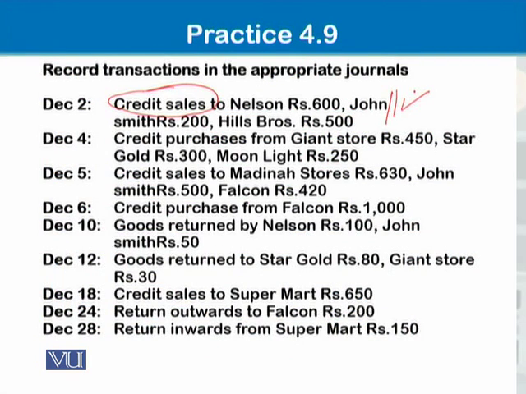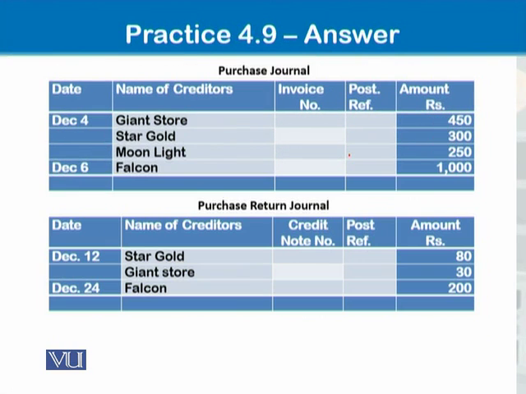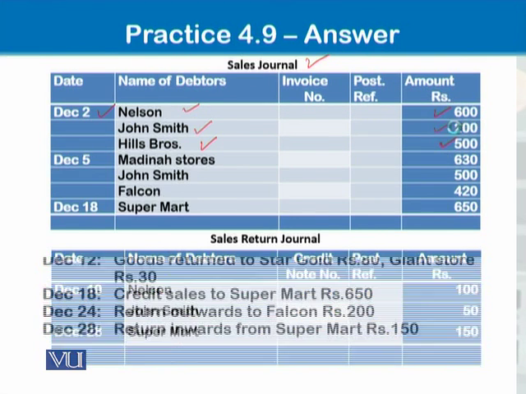Okay. Now December 4, credit purchases. Where will it go? Yes, purchase journal. From Jan Store 450, Star Gold 300, and Moonlight 250. So we'll record it in the purchase journal. It is purchase journal, Jan Store, Star Gold, and Moonlight, 450, 300, and 250.